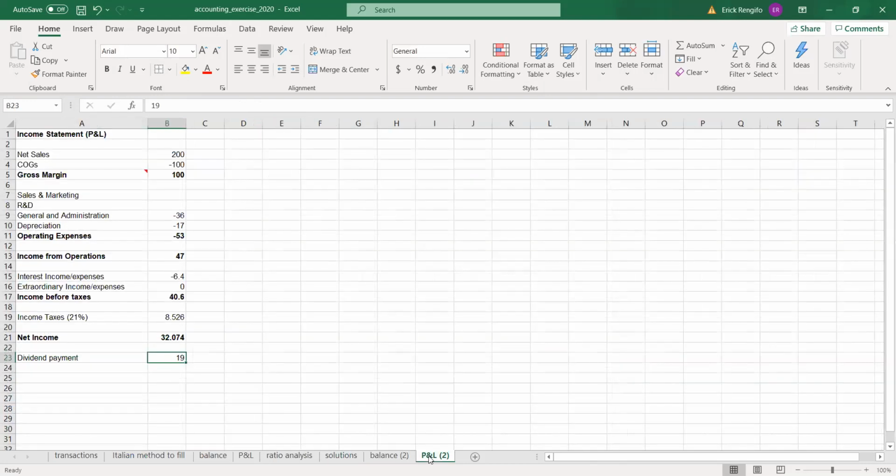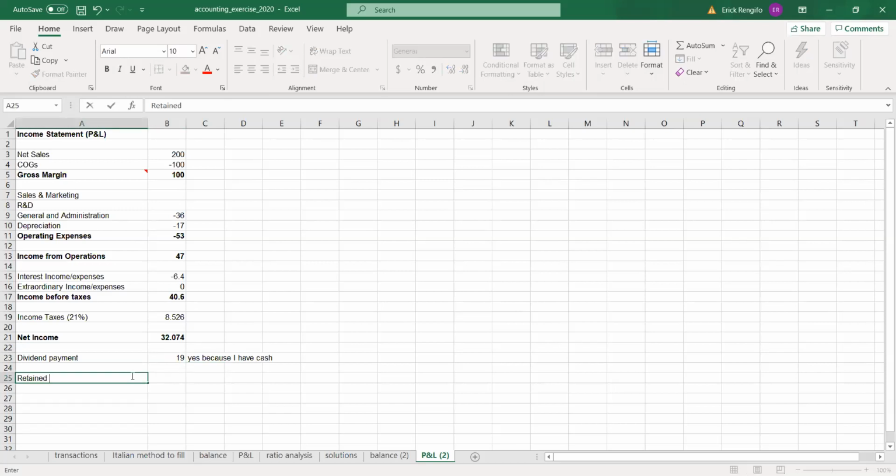Yes. Okay, so here we go to the dividend payment. So I said, yes, I have been profitable. I can pay a dividend of 19, yes, because I have cash. Correct? So basically, at the end of the day, retained earnings are going to be equal to what? This number here minus this number here. Correct? Because remember, guys, what you do with this money is two things. One, you can pay dividends, and the other one is you retain earnings.